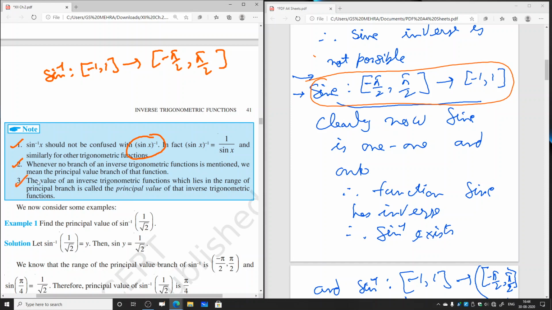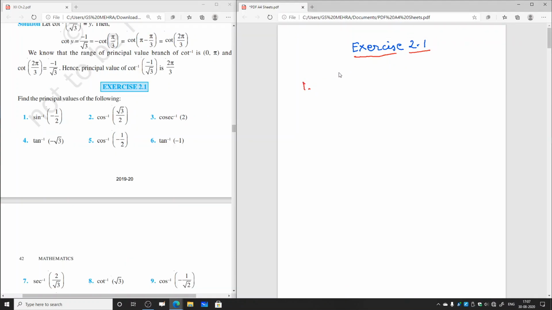Then the third one: the value of an inverse trigonometric function which lies in the range of the principal value branch is called the principal value of that inverse trigonometric function. Question number 1, exercise 2.1. Find the principal values of the following.